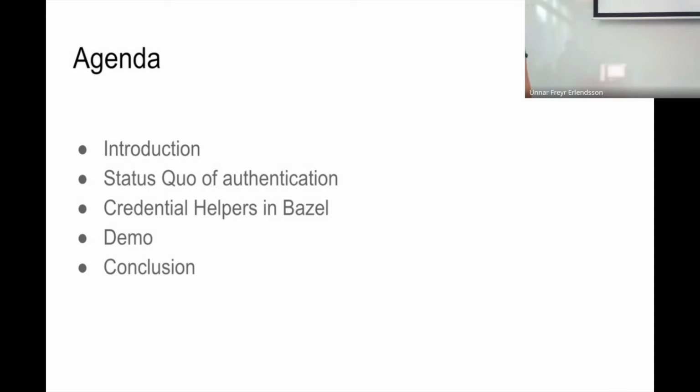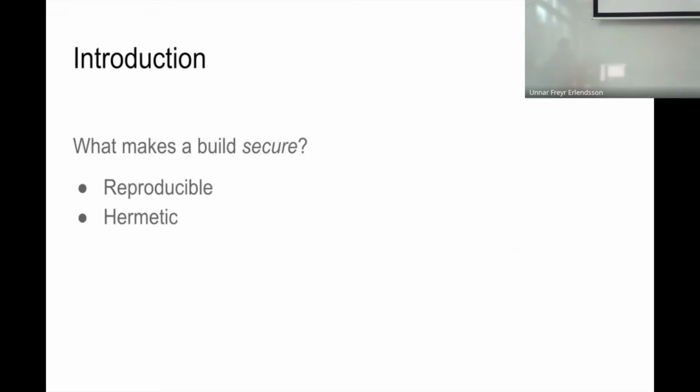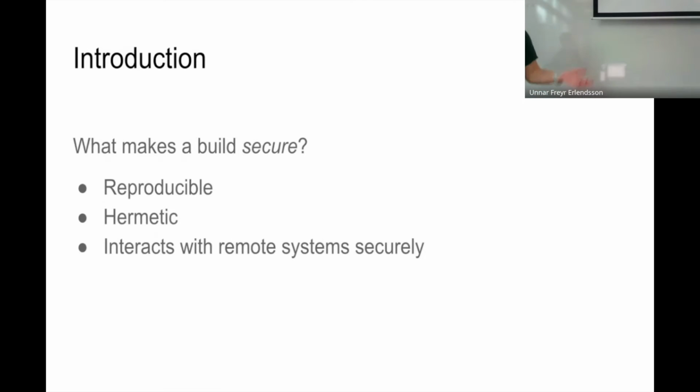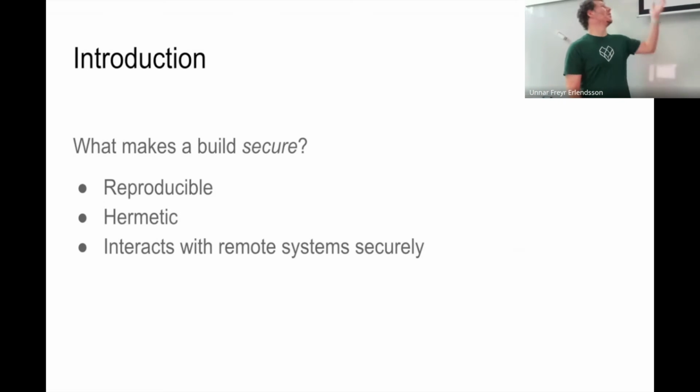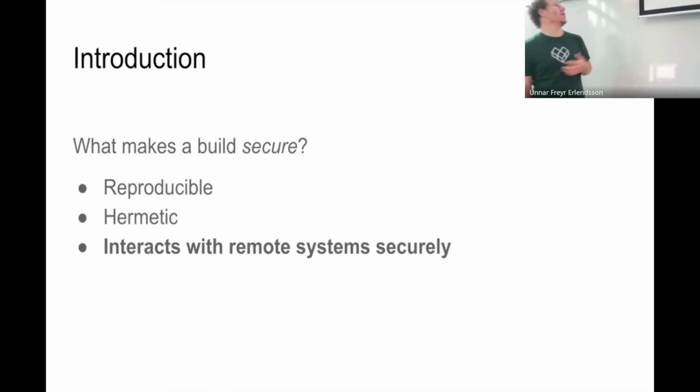All right, so let's start. What makes a build secure? Well, there are the things that we talk about all the time, like reproducible and hermetic. But modern build systems like Bazel, Buck2, Reclient, and Antonio's nice Webpack prototype often also interact with remote systems. So that's why they also need to handle authentication. That is part of the security story of the build system, right? So today we are going to focus mostly on this in this talk.